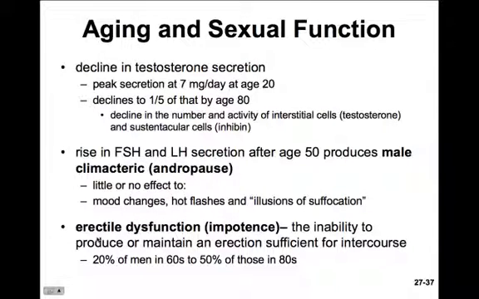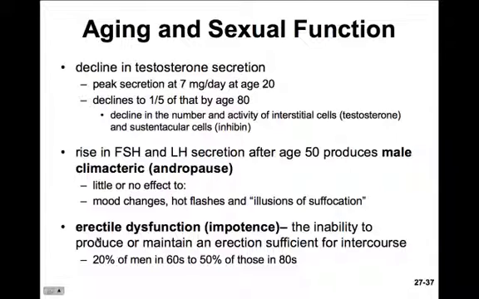Now we'll move on to aging and sexual function. So we're all pretty familiar with the idea that women go through menopause. Well, men have a parallel event, and it's a result of a decline in testosterone secretion. Testosterone secretion peaks at about the age of 20, and after that it declines slowly. By the time a man reaches 80, there's only about 1/5 of the testosterone that he had when he was 20. This is the result of a decline in the number of interstitial cells, as well as the activity of those interstitial cells. So we see less testosterone production.